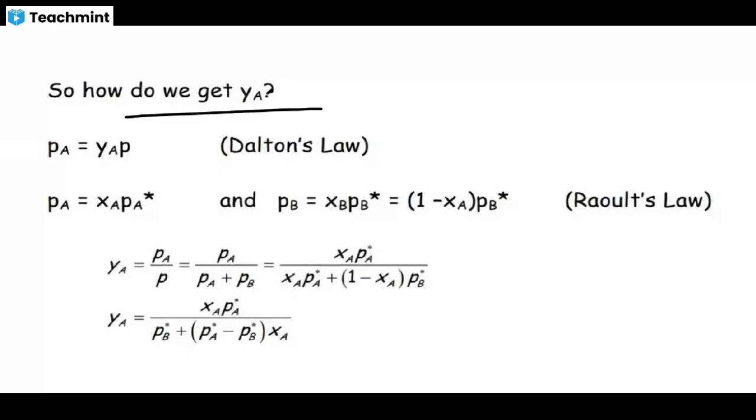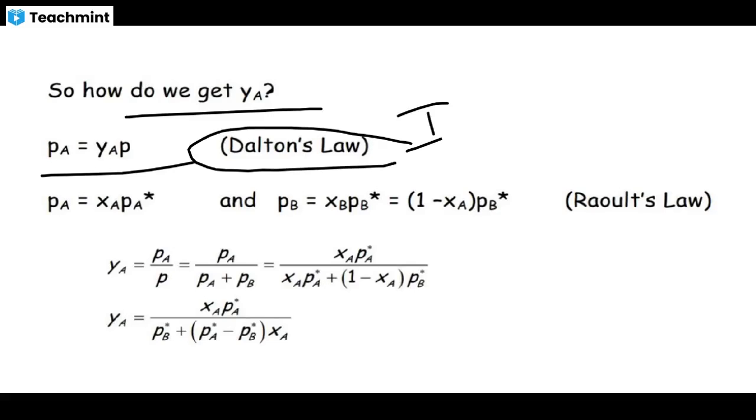How do we get Ya? Pa equals Ya into P, by Dalton's law. And Pa equals Xa into Pa star, from Raoult's law. Ya is the mole fraction in the gas phase, times the total pressure P. Pa is the partial pressure of A. So one formula is from Raoult's law, and the other is from Dalton's law. Dalton's law is only for ideal gas.